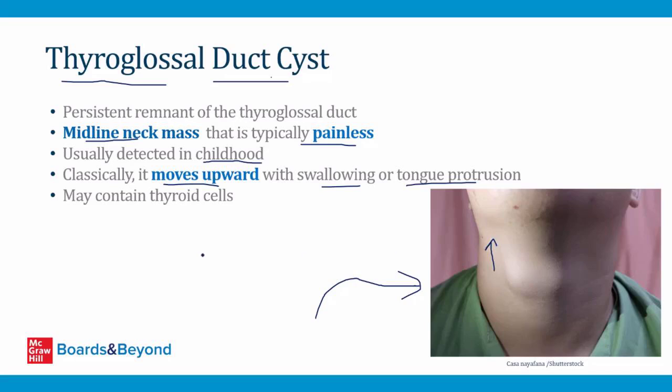In addition, you can know that sometimes these cysts contain thyroid cells, and so if they're surgically excised and you look under the microscope, you will often see tissue that resembles the thyroid gland.